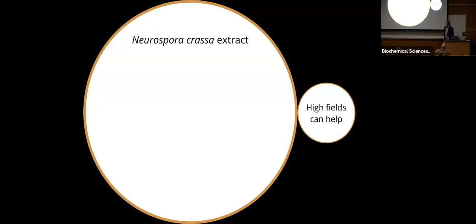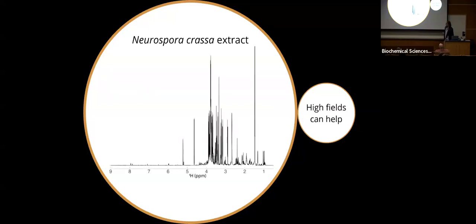But we work on Neurospora crassa. This is a filamentous fungus that Beadle and Tatum used for their one gene, one enzyme hypothesis Nobel Prize winning work. We love Neurospora crassa. We have a lot of interest in Neurospora crassa, and right now I'm just using it for its spectrum and for its complex mixture of metabolites. But I'm going to keep on the Neurospora crassa theme for just a little while.